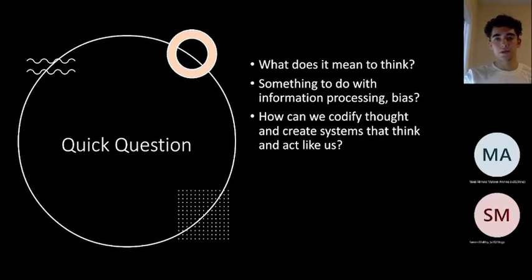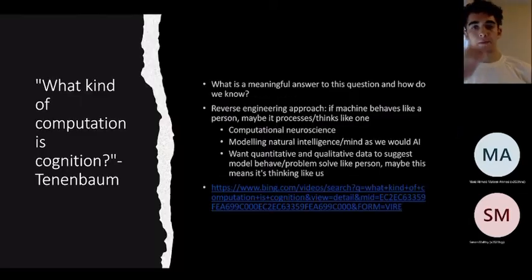So that's a really good question to just keep in the back of your head: what does it even mean to think? Because we're going to reference thought and intelligence a lot. So what kind of computation is cognition as posed by Tenenbaum? He also asks, what is a meaningful answer to this question, and how do we even know that we have a meaningful answer to the question?